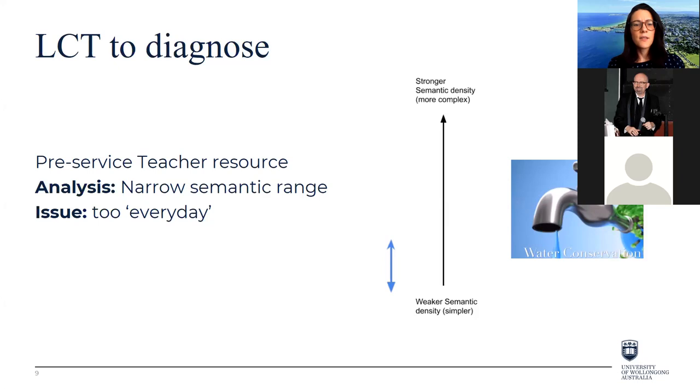So this corresponds to probably a more narrow semantic range than the previous example. The explanation needed to be relatively straightforward, relatively simple, but it did actually need to go up a little bit to include something complex enough to warrant it being a scientific understanding. So it needed to include that science. What we saw across the sample was difficulty in extending that semantic range up from that very narrow semantic range here in the weaker semantic density area.